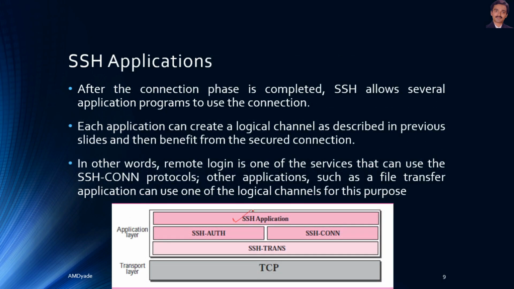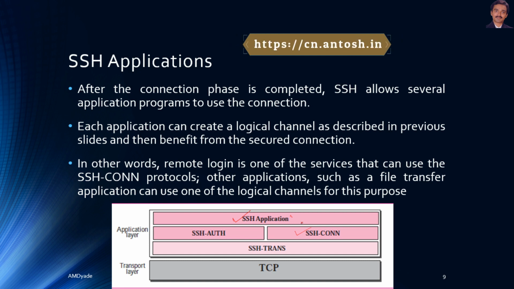SSH application. After the connection phase is completed using SSH con, SSH allows several application programs to use the connection. Each application creates a logical channel as described in previous slides and then benefits from the secured connection. In other words, remote login is one of the services that can use the SSH con protocol, and a file transfer application can use one of the logical channels for this purpose. The file transfer protocol uses one of the SSH connections and, through authentication, uses SSH trans to communicate to the peer entity.